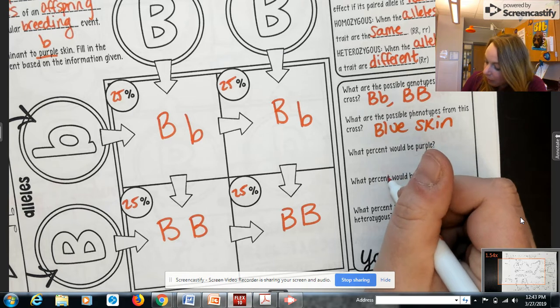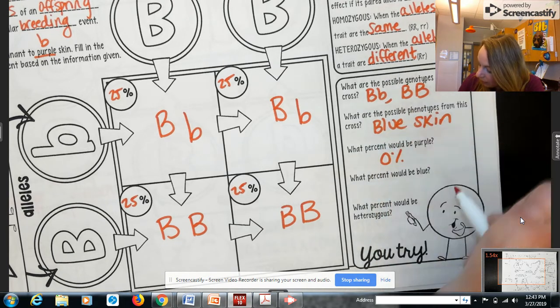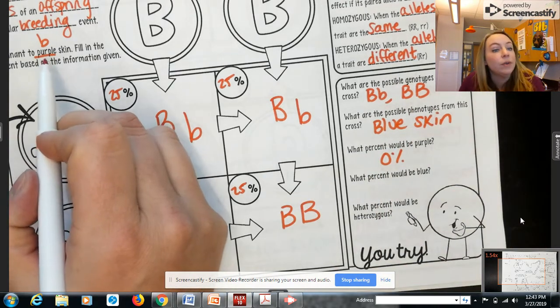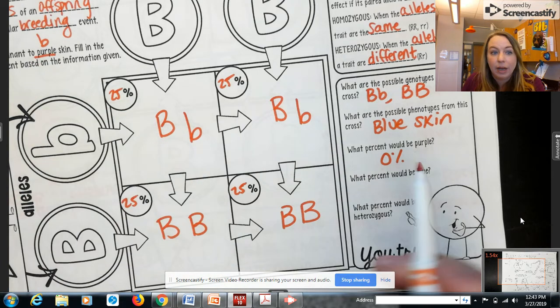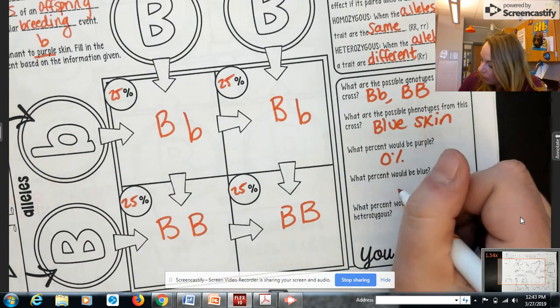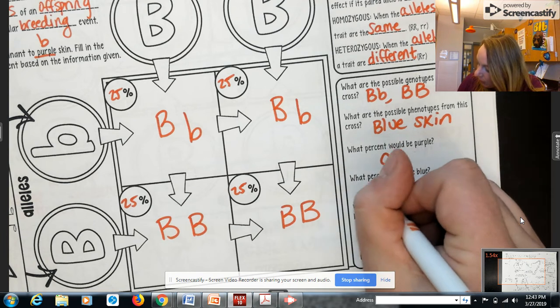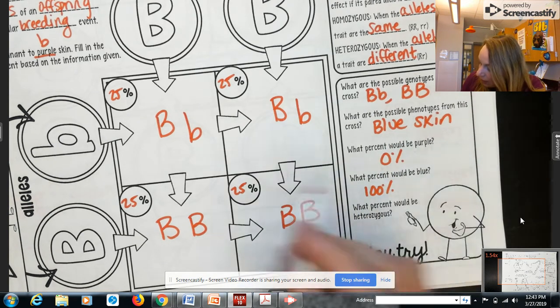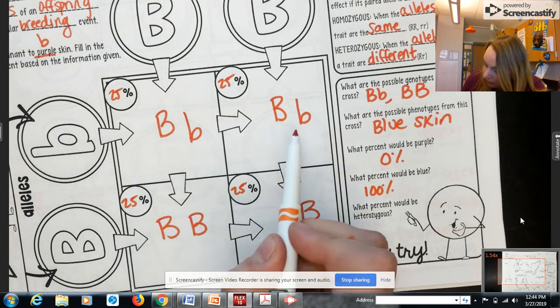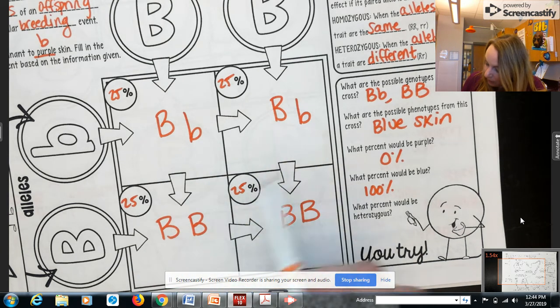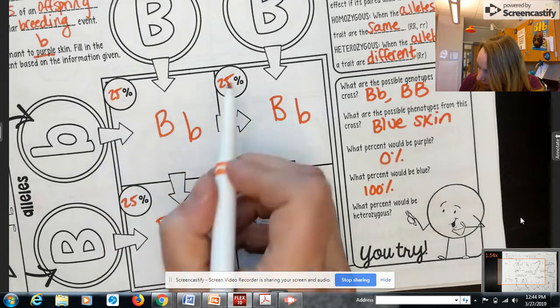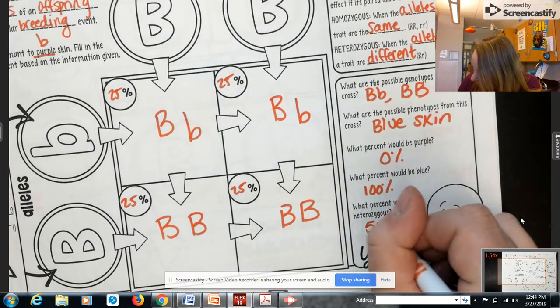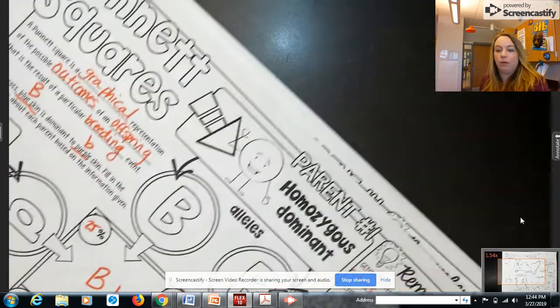What percent would be purple? Well, 0%, because the only way to express a recessive allele is to have 2 of them, and I only have 1. So 0% would be purple, 100% would be blue. Here I have 50% heterozygous, big B, little b, big B, little b. Okay, you see that? So I'm going to add 25 and 25 gives me 50%. Move on to the next example.